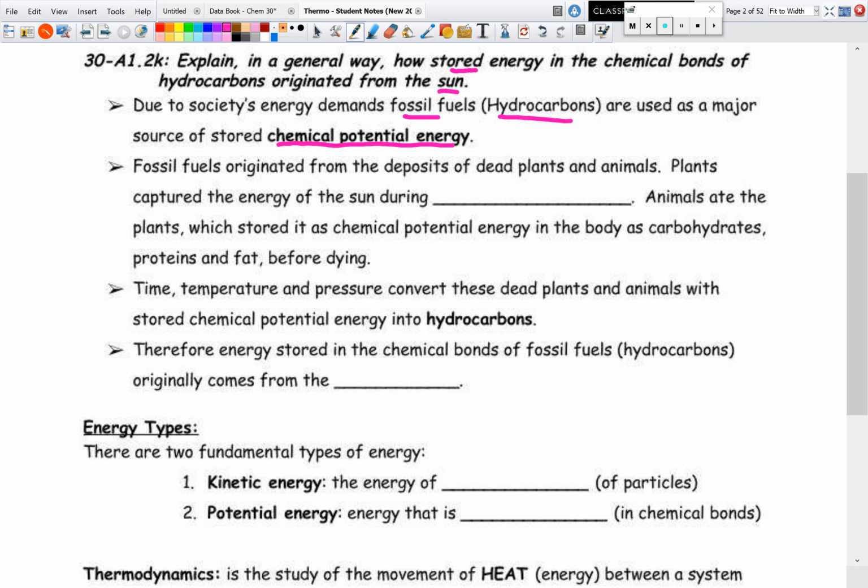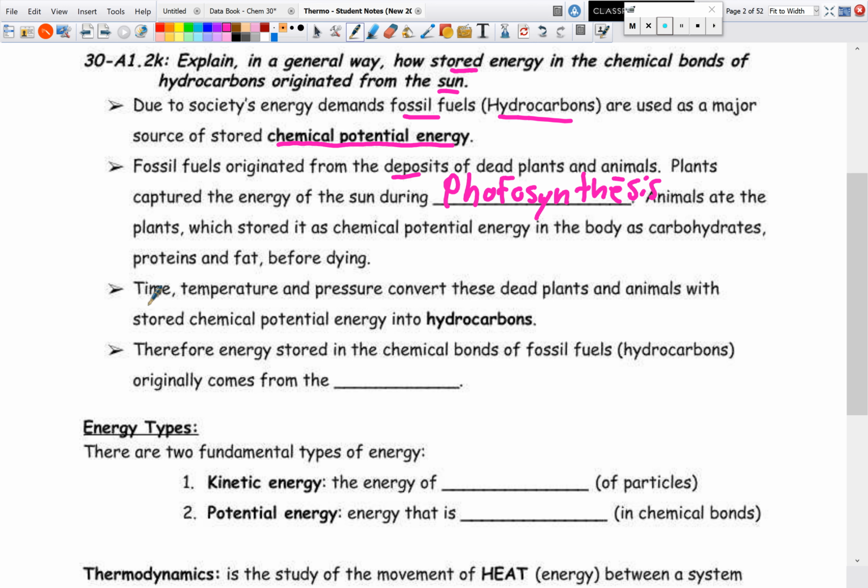So it's very important. So as we know, fossil fuels originated from deposits of dead plants and animals that passed away millions of years ago. So we're going to focus on the plants though, because plants captured the energy of the sun during photosynthesis. Now, of course, animals ate the plants, which stored it as chemical potential energy in the body as carbohydrates, fats, proteins before dying. Now, of course, if you took any bio courses, you know that whenever you start either a food web or a food chain, you generally start with the sun, and then the sun going towards some sort of plant, and then something eating that, and then continuing on.